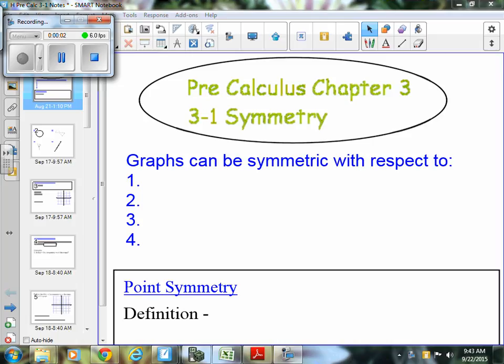Okay, everybody, this is lesson 3.1 on symmetry. Chapter 3 is all about graphs and looking at different relationships in a graph. And so today we're going to talk about graphs that are symmetric or have symmetry in them. So there's different ways you can be symmetric.